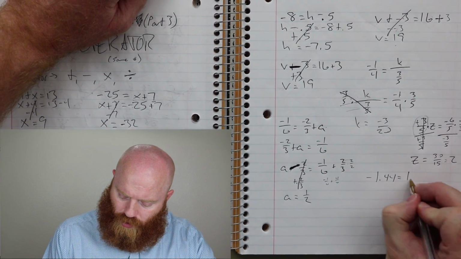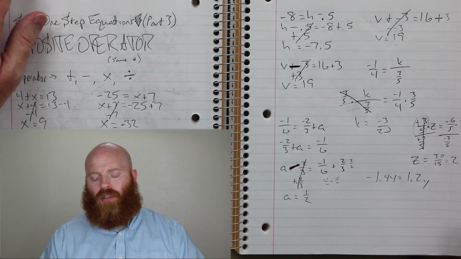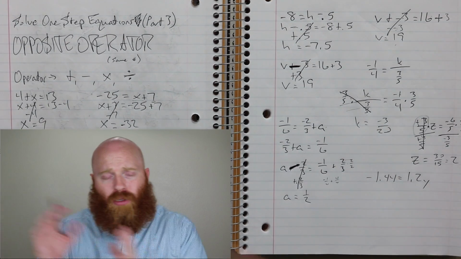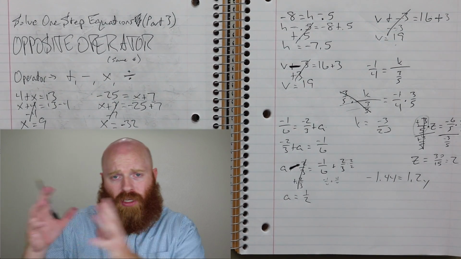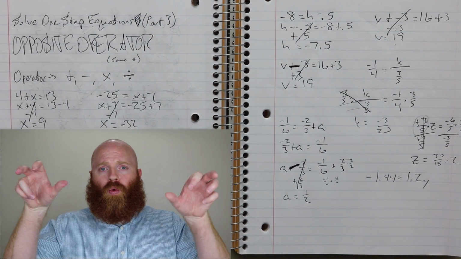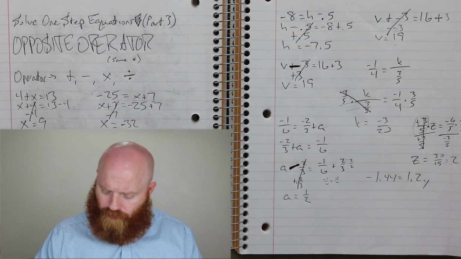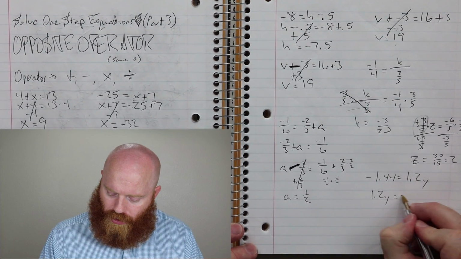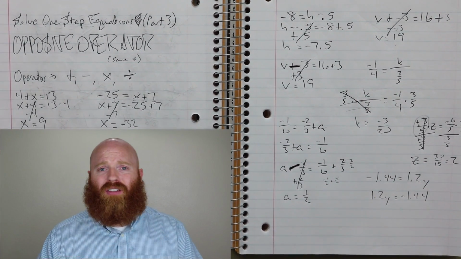-1.44 equals 1.2y. Look, I don't care if they're decimals. The main thing is I need that y to be all the way to the left. I need it to be on the left side of the equal sign. It's on the wrong side. So I'm going to put 1.2y on this side and put -1.44 on this side.